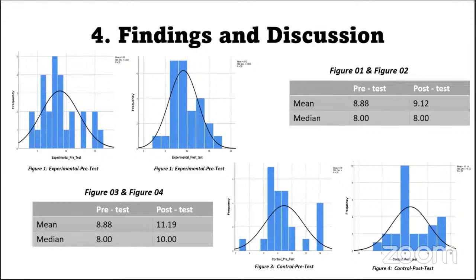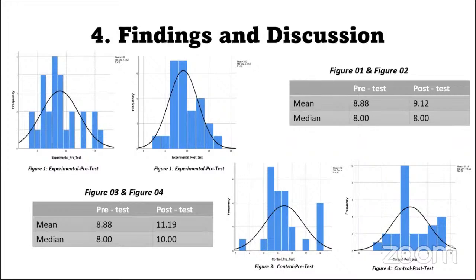The next two histograms show the distribution of the marks of the pre and the post-test of the control group. According to the graphs, the mean and the median values of the pretest are 8.88 and 8.0, while the mean and the median of the post-test are 11.19 and 10.0. In both scenarios, the post-test graphs are more right-skewed than the pre-test, which means there is a development in both post-tests, which shows the effectiveness of the treatment period.